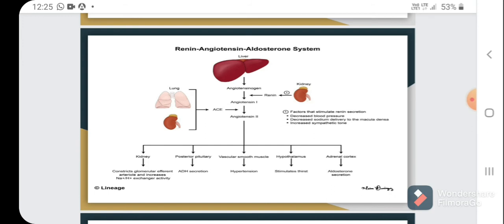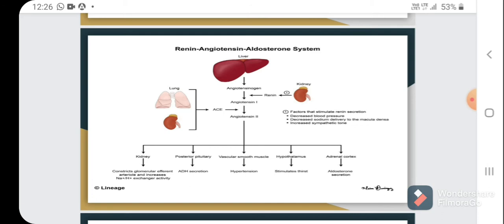Decrease in renal blood volume due to decrease in cardiac output is sensed by the juxtaglomerular apparatus and it releases the enzyme renin. Okay, as you can clearly see, there are mainly three factors: decreased blood pressure, decreased sodium delivery to the macula densa, and increased sympathetic tone. These three factors stimulate the release of renin in the kidney. Now this renin goes to the liver. Here it converts angiotensinogen to angiotensin 1.